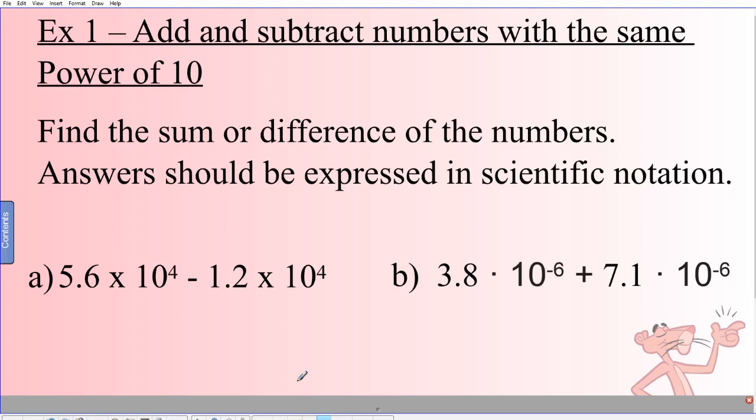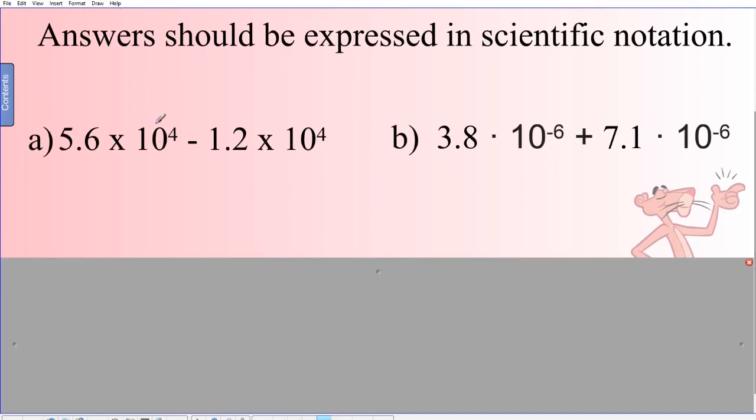Okay. Now, I'm looking at these numbers, and there's a couple things that pop in my head right away. First off is that these have the same exponent. That's good. You want that. If they have the same exponent, then your life is very easy, because essentially the numbers are the same bigness. The exponent is how big or how small they are. Since they're the same bigness, then you could actually just take 5.6 minus 1.2 and kind of treat it like an old school subtraction problem back in elementary school.